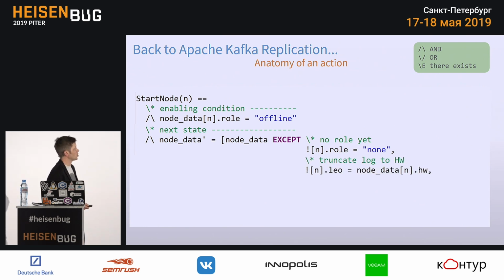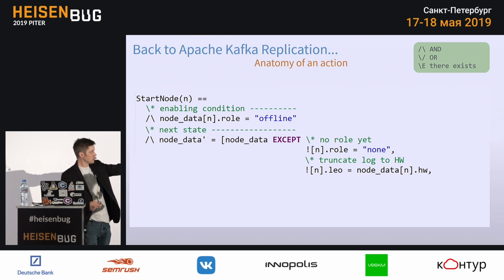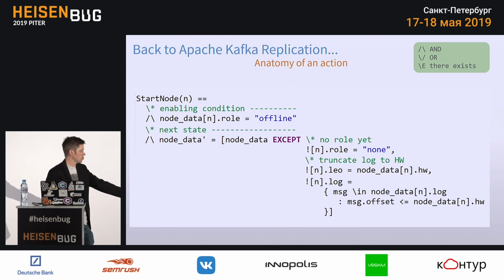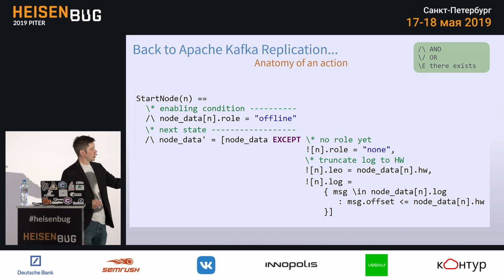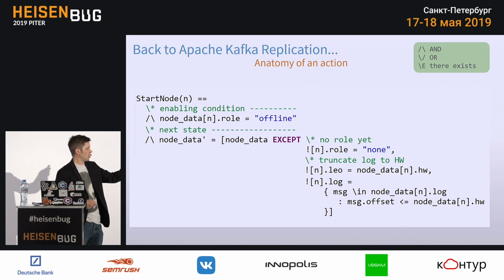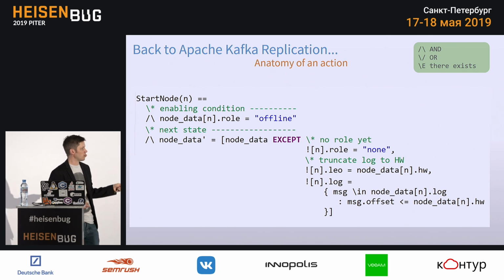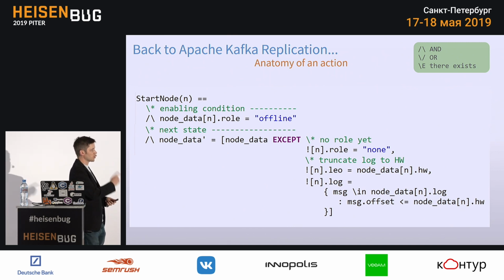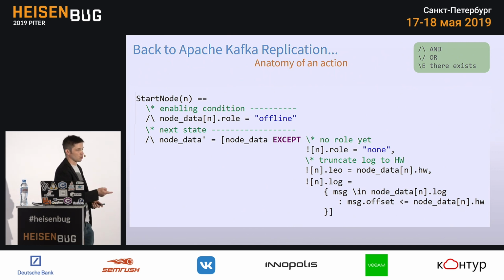Also, because when we start a node, it has to truncate the log. Okay, so what we do is we set the log end offset to the same as the high watermark, and we truncate the log to the high watermark. Okay, and so here I'm just creating a new set based on the current set, but where the offset is equal to or lower than the high watermark, and that basically truncates it.